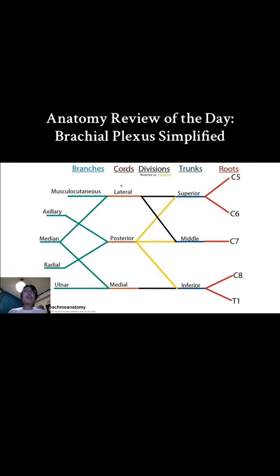Finally, each of these cords gives off their terminal branches, which are as follows: the musculocutaneous nerve, the axillary nerve, the median nerve, the radial nerve, and finally, the ulnar nerve, the different branches of the cords of the brachial plexus. To remember the 5 main components of the brachial plexus, we can adopt the following mnemonic: Richard, trunks; drinks, coffee, black.